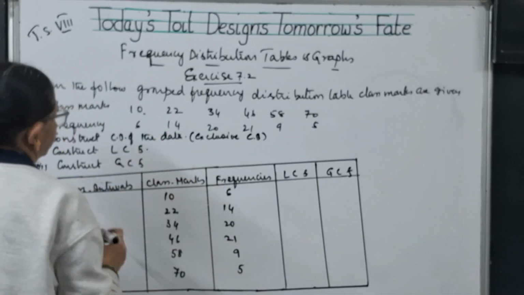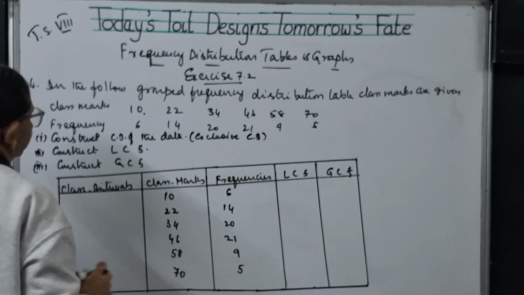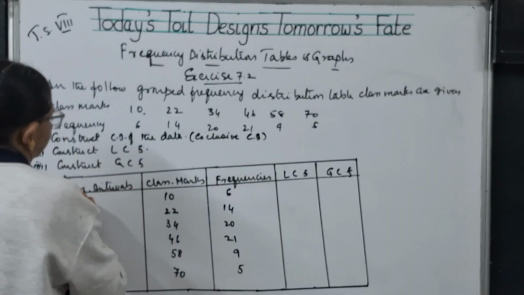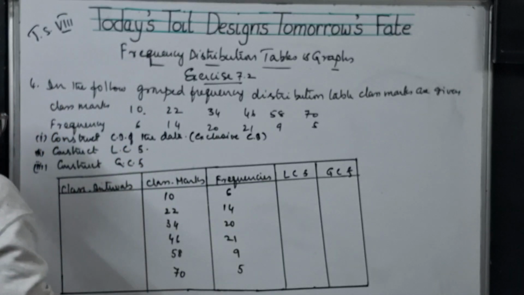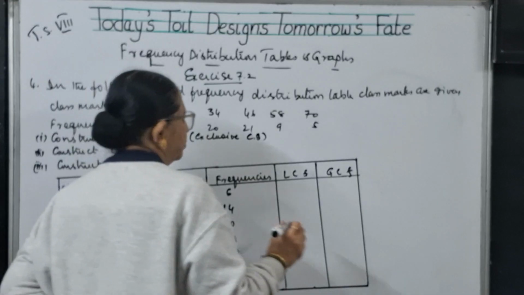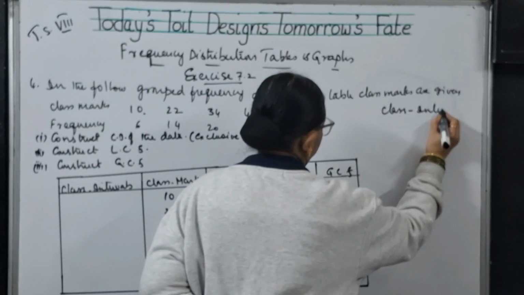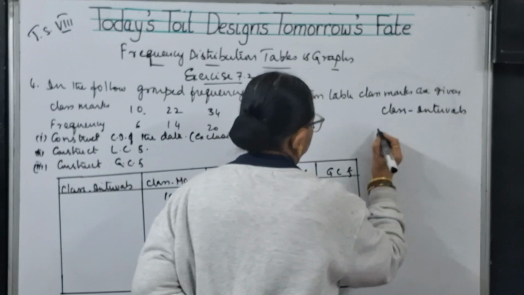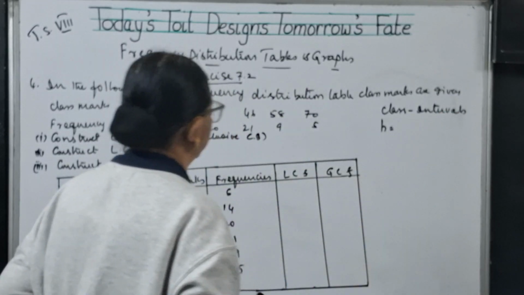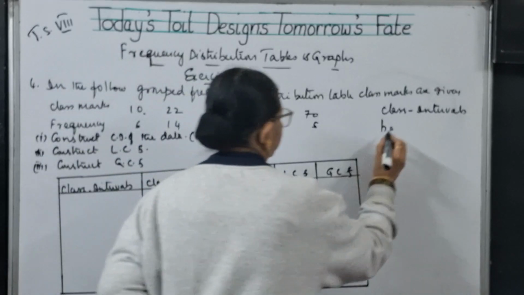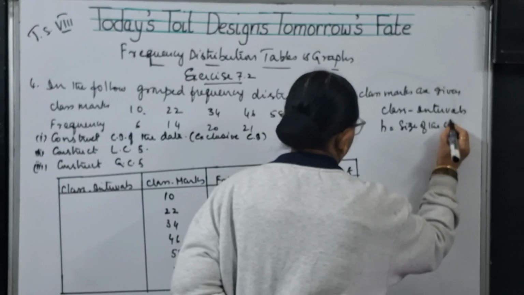They are asking to find out class intervals of the data, exclusive type of class interval, and construct LCF, less than cumulative frequency and greater than cumulative frequency. So first, if you want to construct class intervals, first you need to find out height. Height, how will you calculate? Height means what, children? It is nothing but the size of the class.